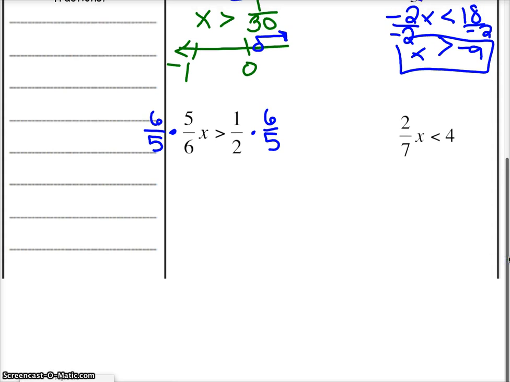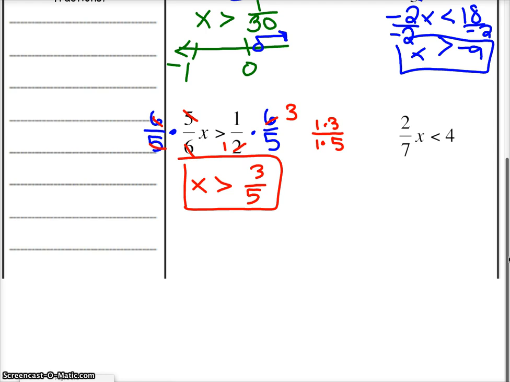Okay, so everything's canceled out on this side, the left side, and I get x is bigger. Looks like I can cross simplify here. And then I have top times top over bottom times bottom, which is 3/5. X is bigger than 3/5.